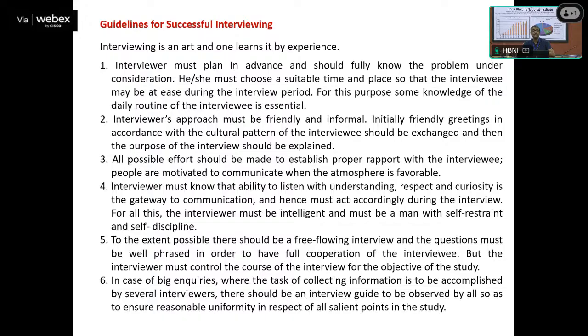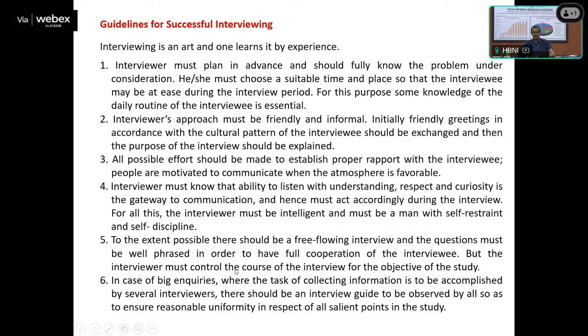between the interviewer and the interviewee, because the interviewee understands that the person who has come to interview me is interested in my answers. For all this, the interviewer must be intelligent and must be a man with self-restraint and self-discipline. So the self-discipline and self-restraint of the interviewer is very important. To the extent possible, there should be a free-flowing interview, and the questions must be well phrased in order to have full cooperation of the interviewee.